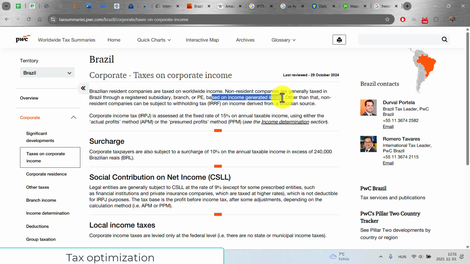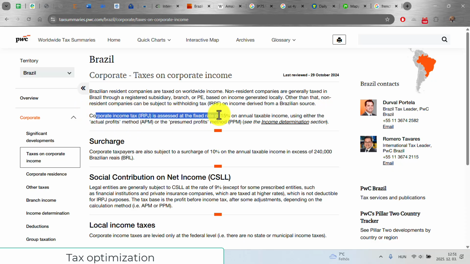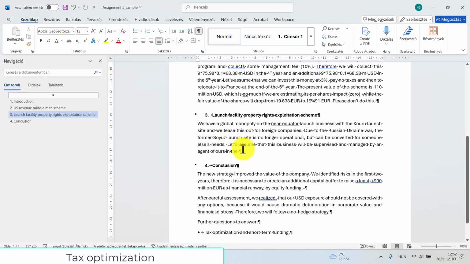Nice. We are not generating it locally in Brazil because we are selling overseas, or operations are in French Guiana. So this one is cool. Non-resident companies can be subject to withholding tax on income derived from Brazilian sources. No problem. Corporate income tax is assessed at a fixed rate of 15%. Cool. So we can save this one here, in Brazil.